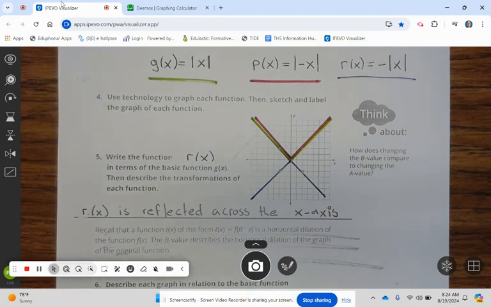5. Write the function r of x in terms of the basic function g of x. Then describe the transformations of each function. r of x is reflected across the x-axis.